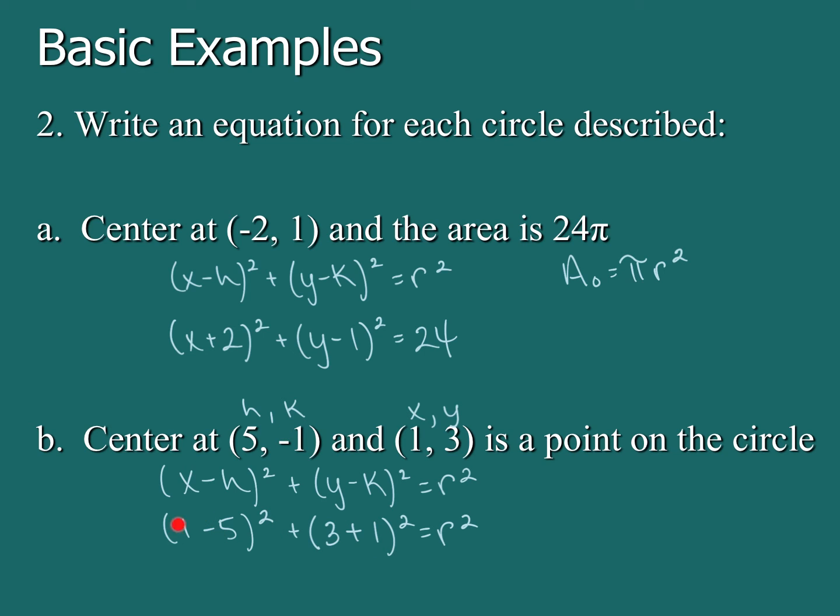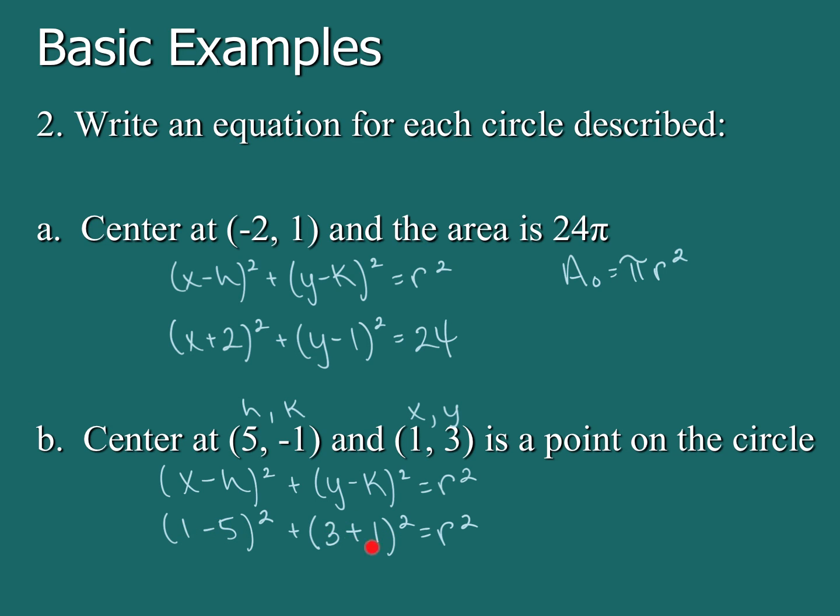Now I'll simplify the left-hand side of this equation, and when I do, I'll have what r squared equals. So 1 minus 5 is negative 4. When I square that, I'll get positive 16. 3 plus 1 is also 4. That's a coincidence. Squared is 16.